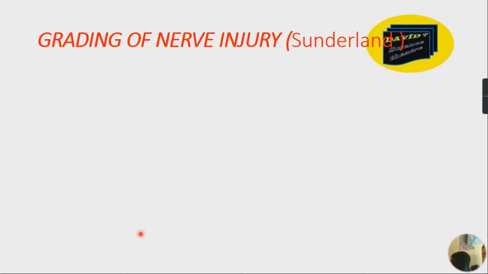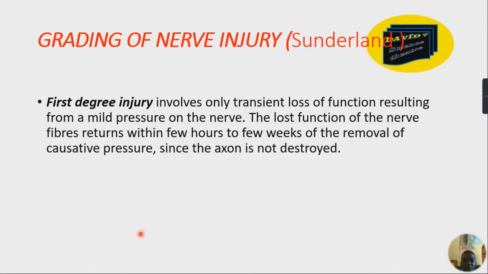And if we continue, how is the nerve injury graded? We can grade nerve injury based on Sunderland, who graded them in terms of degrees. He made 5 degrees. Nerve injury can occur in 5 degrees, and the first degree involves only transient loss of function resulting from mild pressure on the nerve, and the function returns within a few hours. Here there is no anatomical damage, just a mild pressure on the nerve. Loss of function occurs, and this returns within a few hours to a few weeks of the removal of the causative pressure, since the axon is not destroyed. So if you remove the pressure, then the function will be regained.